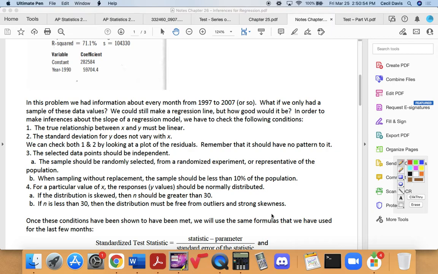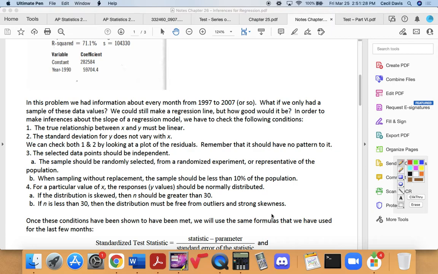Well, on 1, we're going to look at the scatter plot. So if we just look at this scatter plot, we go, yes, there's a linear association there. And then we'll look at the residuals to double check if it looks linear. And then the data points should be independent, which means the sample should be randomly selected from a randomized experiment or representative of the population.